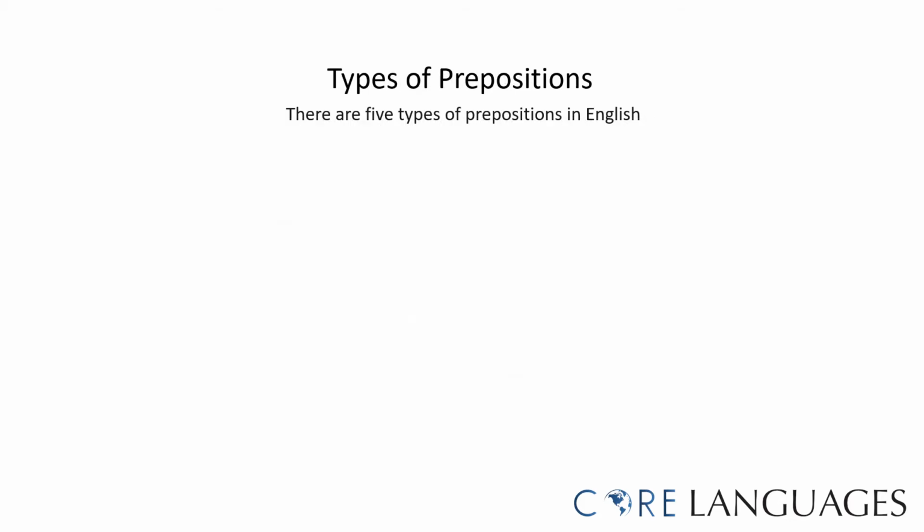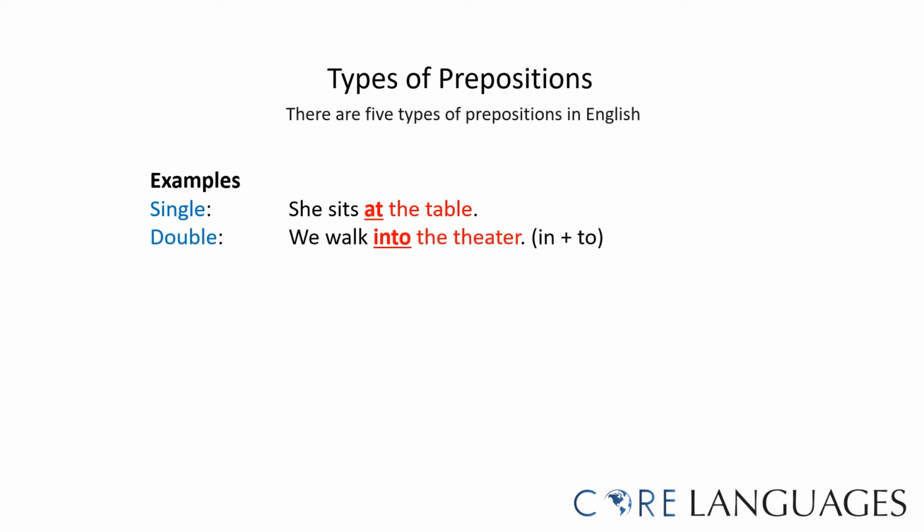There are 5 types of prepositions in English. Look at these examples. There are single prepositions. For example, she sits at the table. At is a single word or single preposition. There are also double prepositions. For example, we walk into the theater. Into is a double preposition. It consists of in and to.